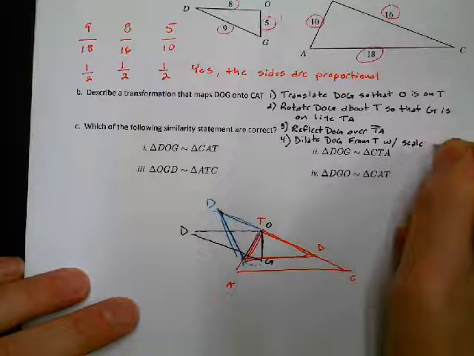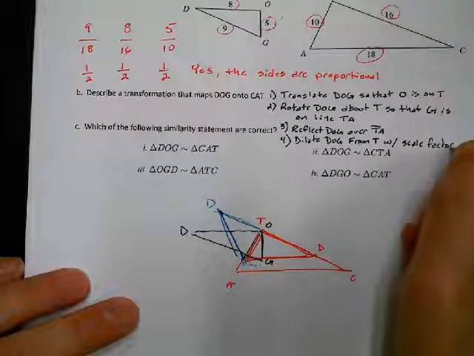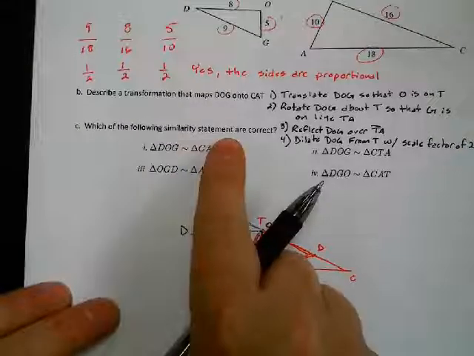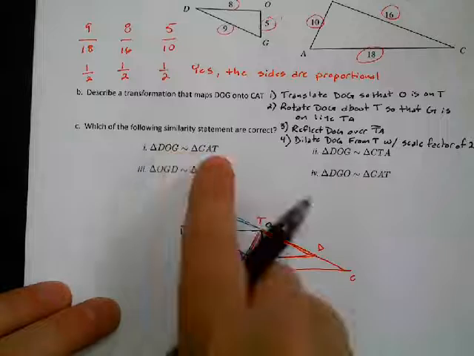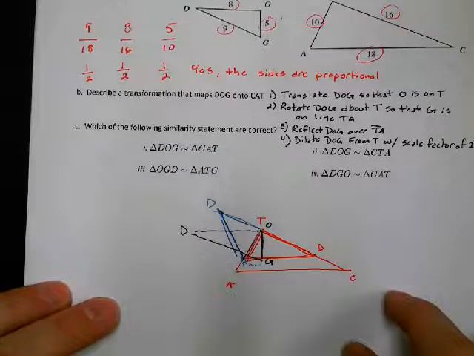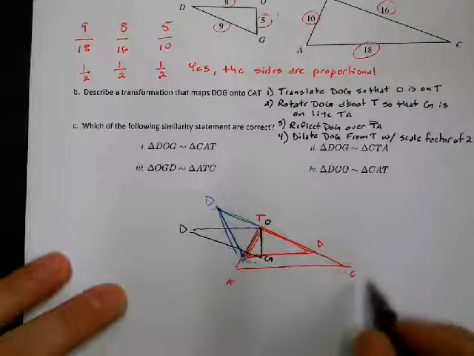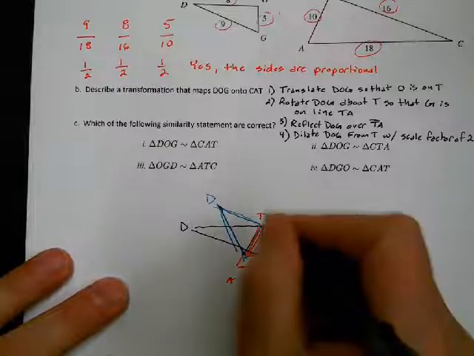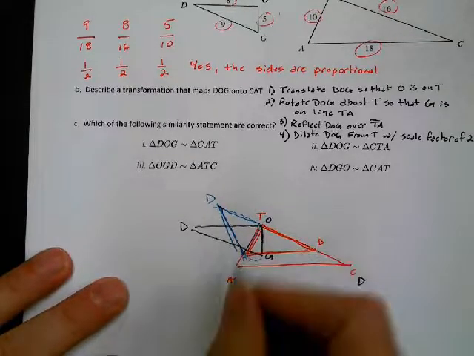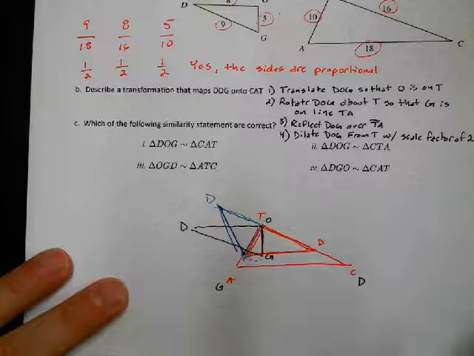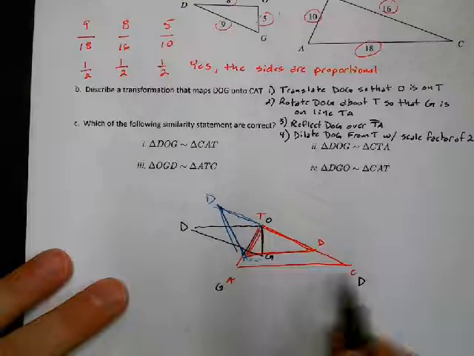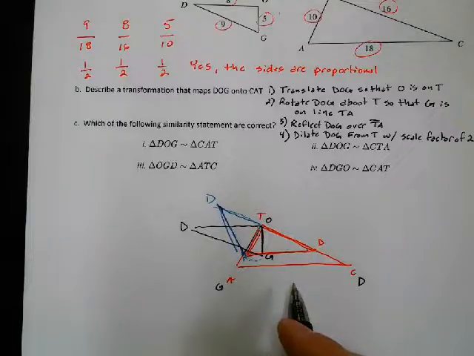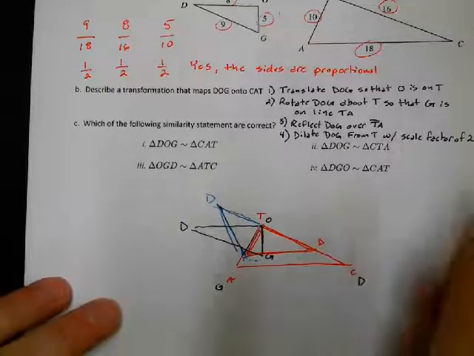All right, which of the following similarity statements are correct? Is dog similar to cat? Well, let's see. When I flip this all around, D showed up over here, O showed up there, and we said that G ended up over here. So D-O-G, is that C-A-T? Wait, dog similar to cat. Oh, wait. So this is the sign, I forgot to tell you. This is the sign of the similarity.